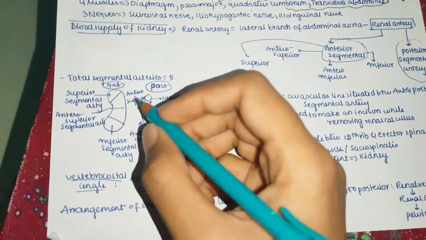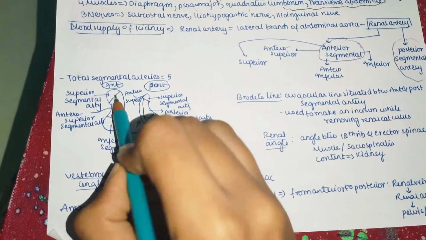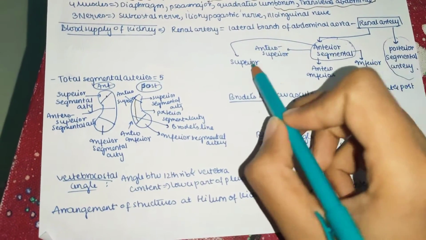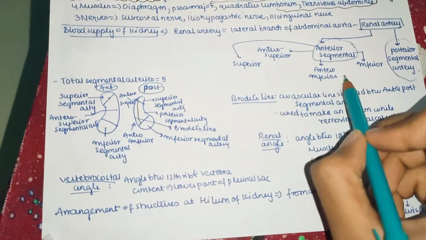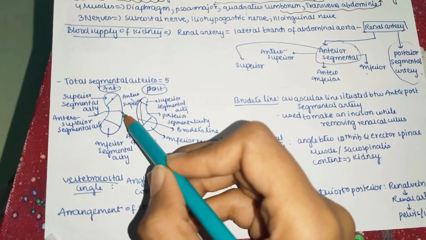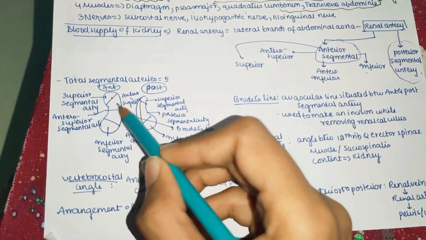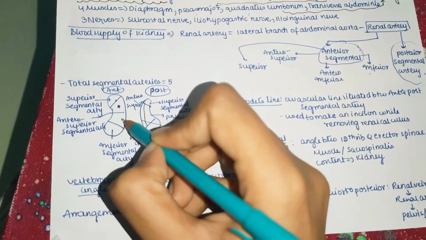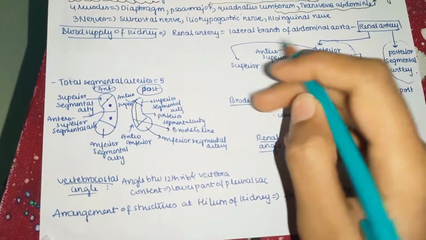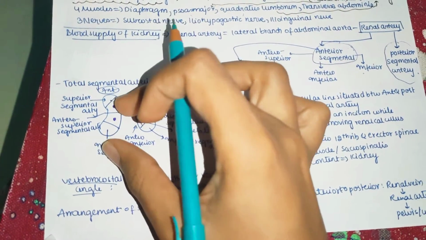Okay. So anteriorly, if you see, this is supplied by superior anterior artery. Superior artery. This is supplied by inferior artery. And this area is supplied by anterior superior. This upper part is supplied by anterior superior. This one is supplied by anterior inferior. So this is how the anterior segmental artery is supplying the anterior surface of kidney.